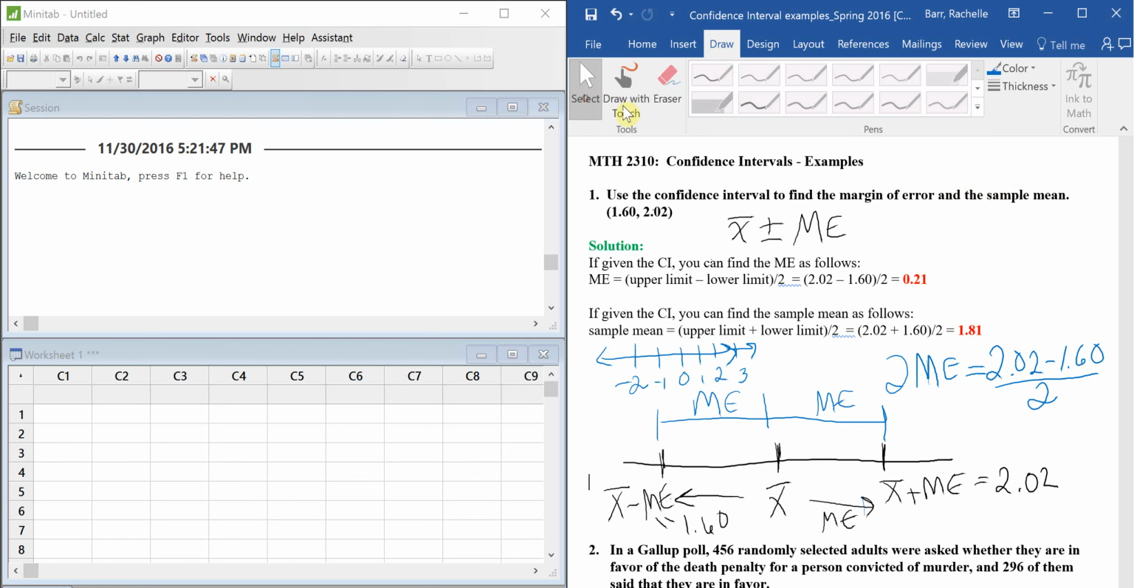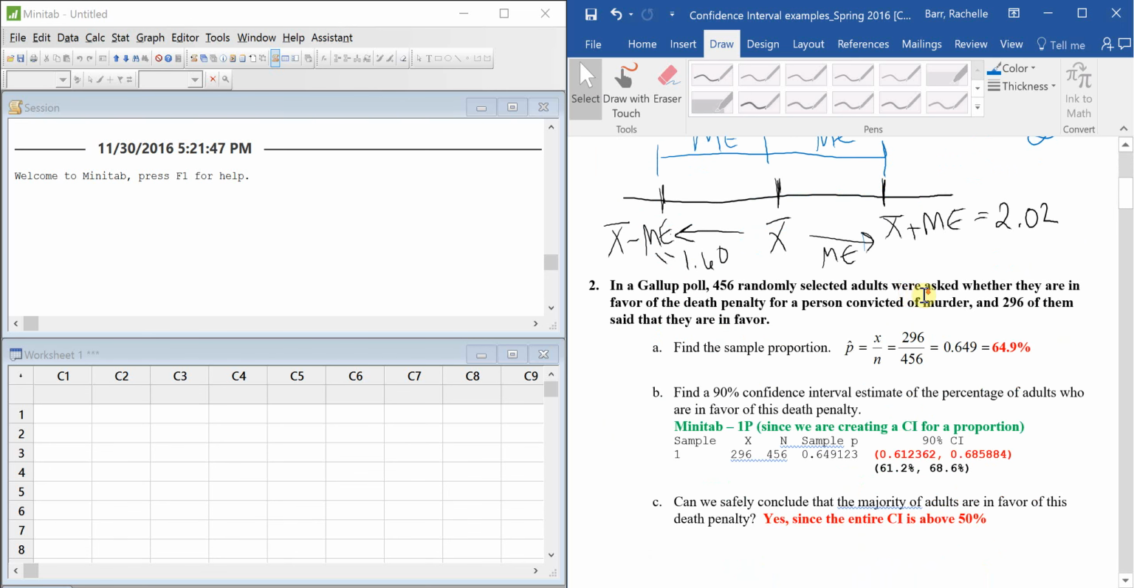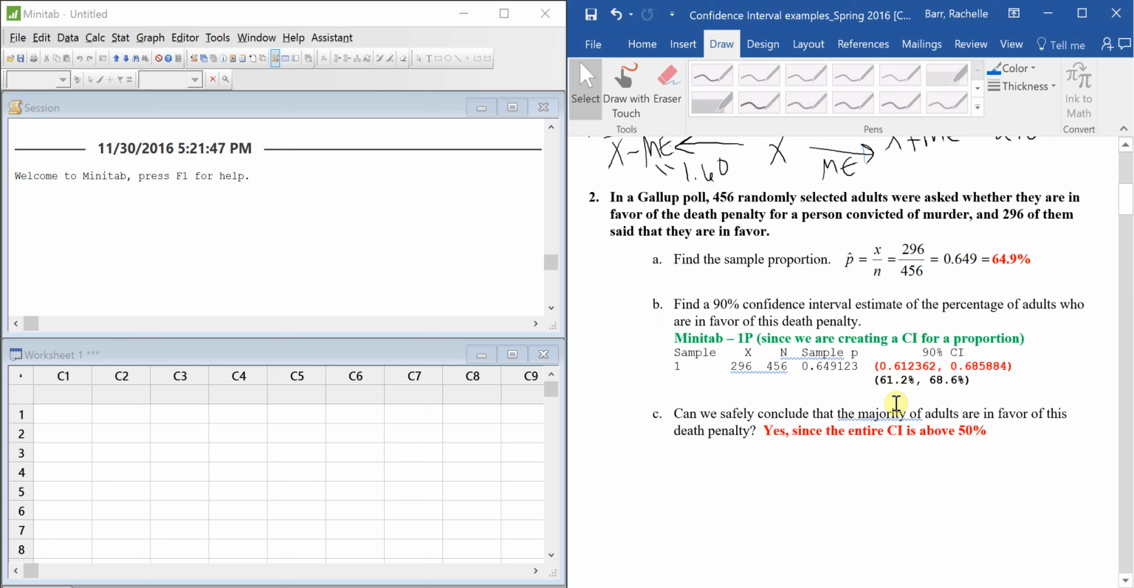Alrighty, let's go back to select. So let's suppose instead you were doing a Gallup poll of 456 randomly selected adults, and they asked if they're in favor of the death penalty for a person convicted of murder. And 296 of them said they are in favor.